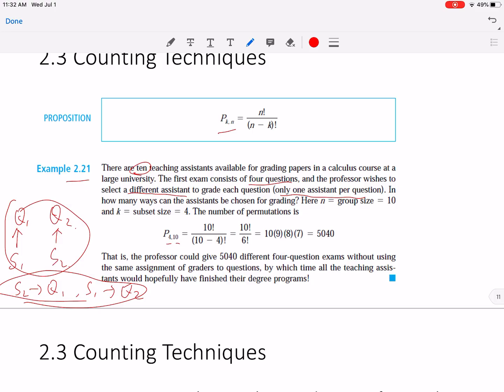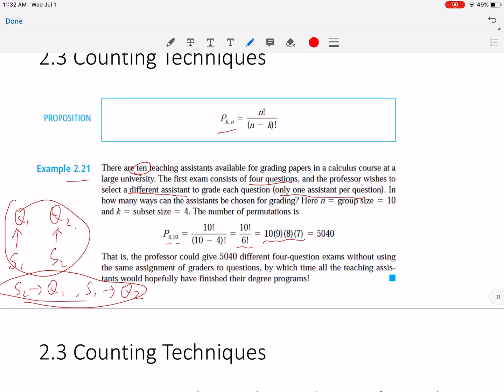n is equal to 10, and k is 4. So on the bottom, we have n minus k, n minus 4. So which is 10 factorial divided by 6 factorial, which is equal to 10 times 9 times 8 times 7, which is 5,040. So why is this equal to this fraction over here?